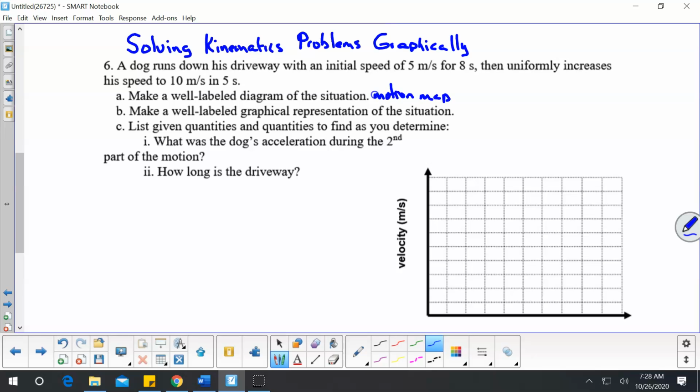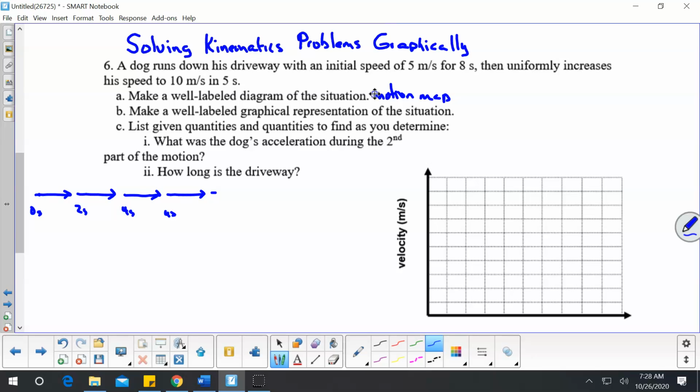It looks like this dog is traveling first at a constant speed. So we'll say this is 0 seconds, 2 seconds, 4 seconds. I'm doing 2-second intervals so I don't have to draw so much. 6 seconds, and then 8 seconds.